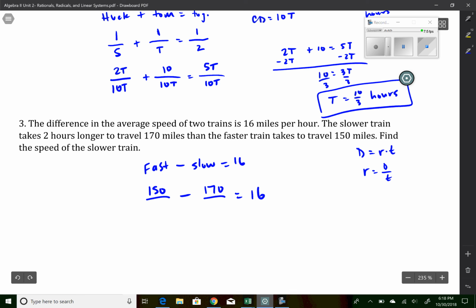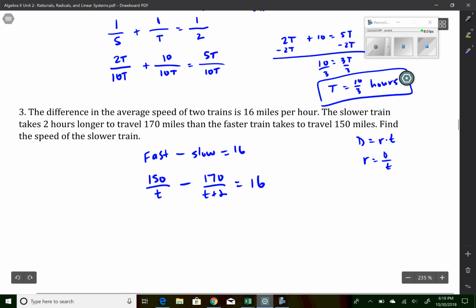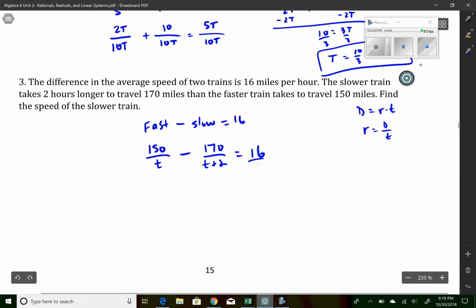What are my denominators? So we want to find the speed of the slower train. So the slower train takes 2 hours longer than the faster train. So if I make the faster train t for time, the slower train is going to be t plus 2 because it's 2 hours longer. So what's my common denominator here? My common denominator is t times t plus 2.